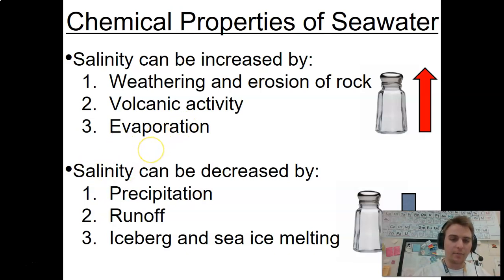Salinity goes down by precipitation, so adding fresh water back in, and by runoff from freshwater sources, so rivers leading into the ocean. Icebergs and sea ice melting, anywhere near Antarctica or in the polar ice caps, is all fresh water, so as that melts it would decrease salinity, making it less salty.